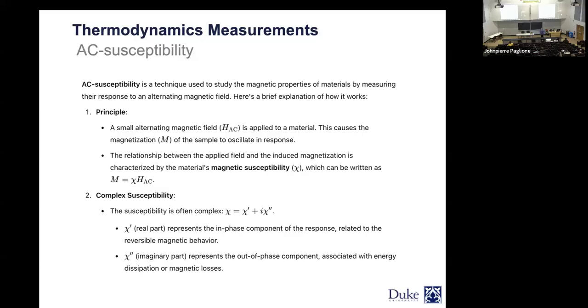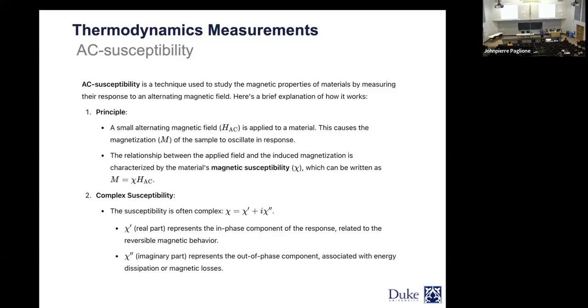However, if your DC susceptibility, even at very low temperatures, doesn't show any particular feature, that could be one of the indications that the system does not order. Okay? But that by itself is not enough. Because if you really want to look at the dynamics of the system, then something like AC susceptibility will become a little bit more important.